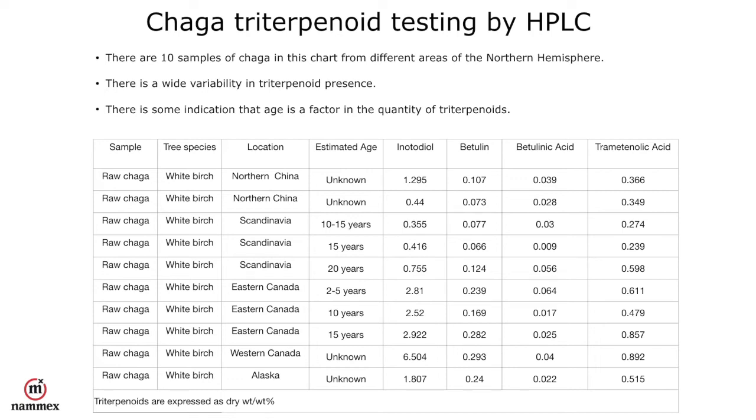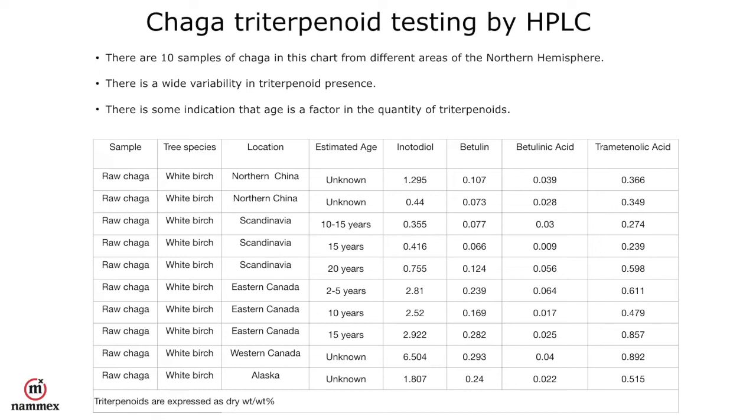So in the first two rows, we have chaga from northern China, and the key triterpenoid in chaga is inotodiol, and in this case it is 1.2% or 0.4%, a very wide difference there, and that goes all the way through from inotodiol to betulin, betulinic acid, and trametenolic acid. We have some chaga from Scandinavia, and we've got three different samples.